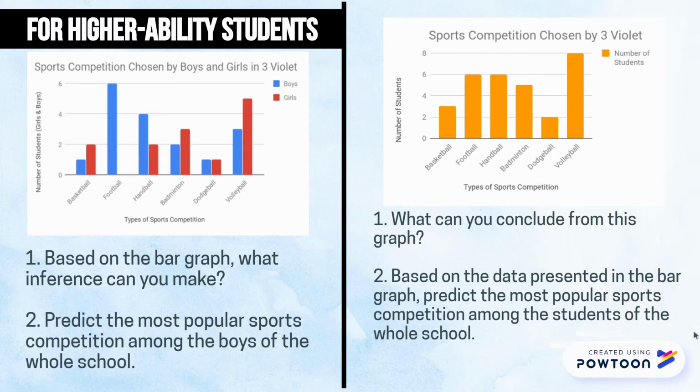For example, question 2 for higher ability students. A student can predict the most popular sports competition among the boys students based on his observation that most of the boys in the school prefer to play football during their PE lesson. Therefore, he can predict that the most popular sports competition among the boys of the school is football.